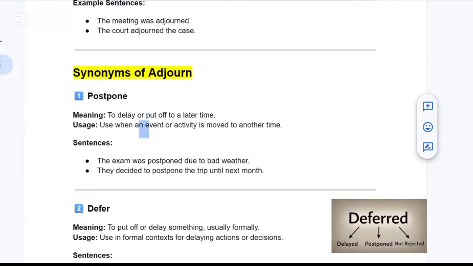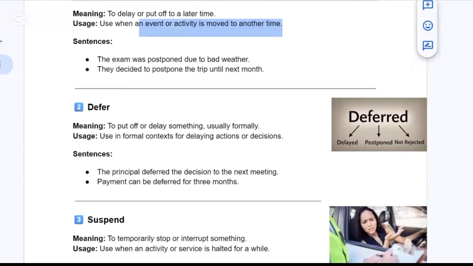It is used when an event or activity is moved to another time. The exam was postponed due to bad weather. They decided to postpone the trip until next month.